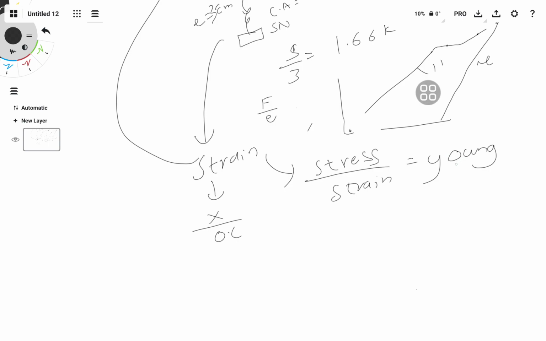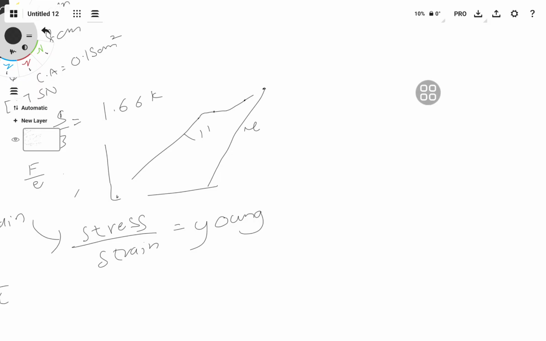This is different for all materials. Like copper has a different Young's modulus, iron has a different Young's modulus, steel, tungsten, everything, like that.